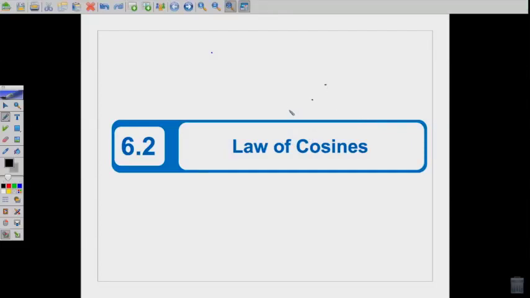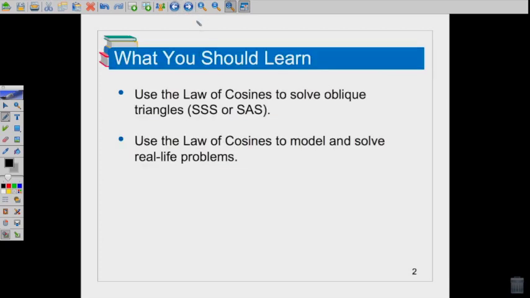Hello, hello, hello, 6.2, Law of Cosines. Alright, this is going to be a fantastically fast video because the Law of Cosines, we've already talked a little bit about it and when it's used in the 6.1 video. So let's jump right into it.